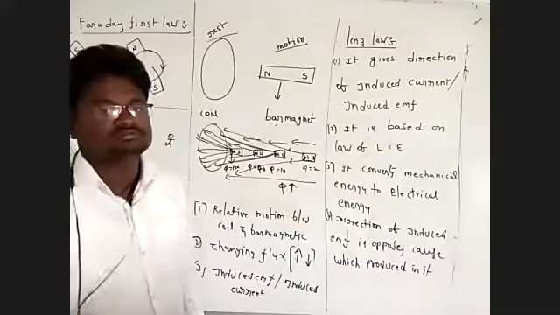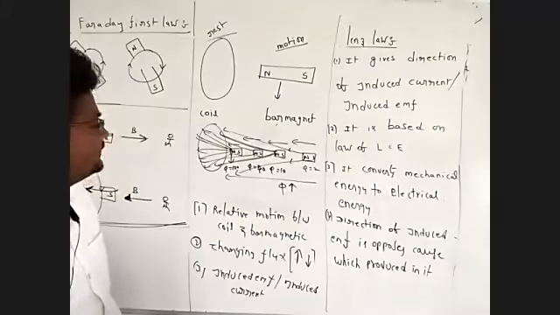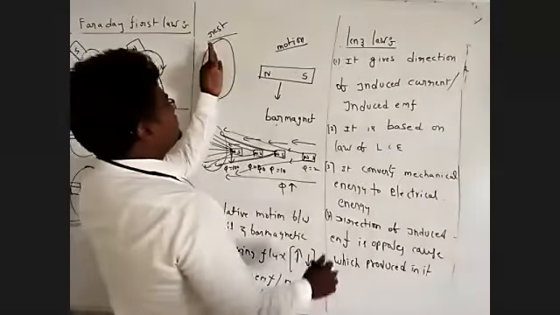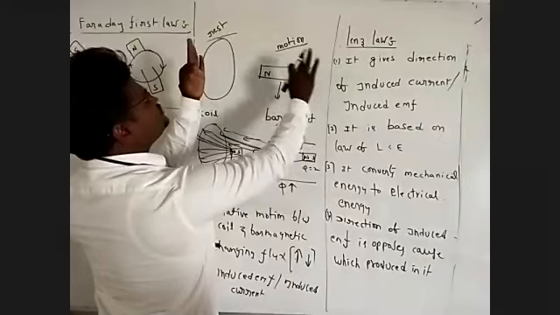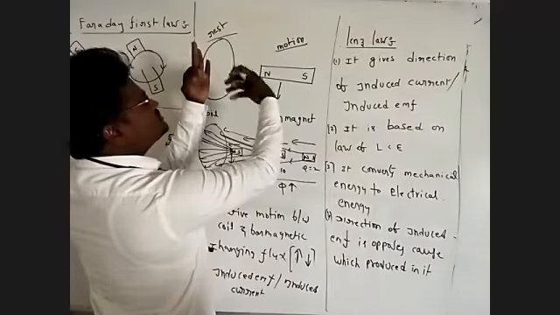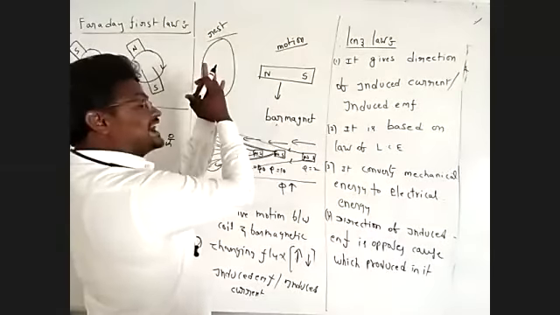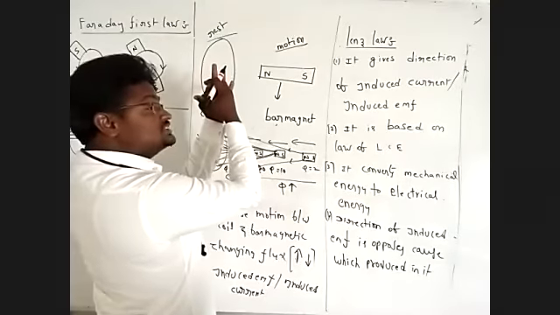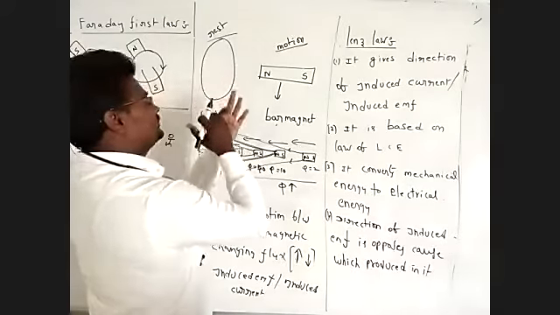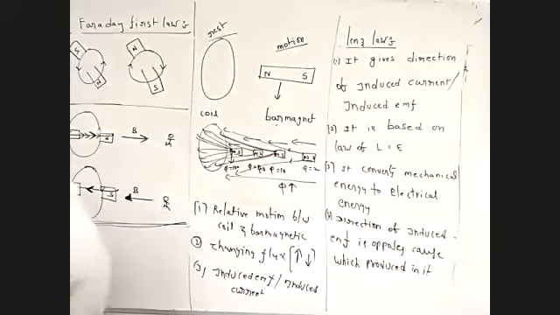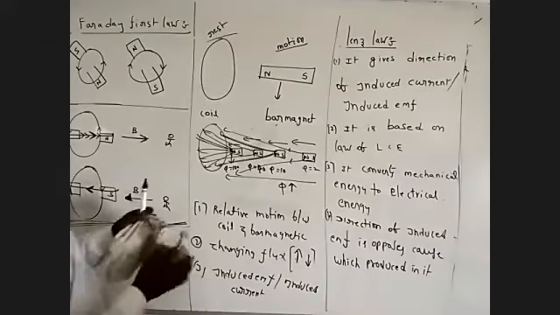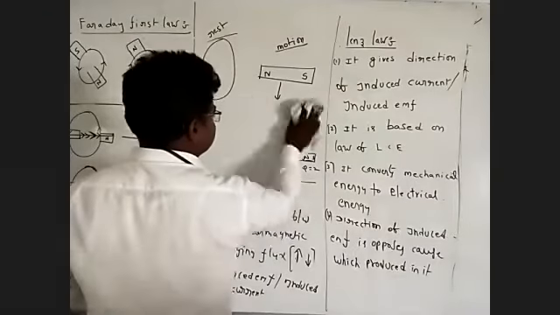Okay, you see clearly. This is a coil, this is a bar magnet. The bar magnet is moving towards the coil, increasing the flux lines linked with the coil. Induced EMF, induced current is set up in the coil. But what is the direction of induced current? Next, we want to discuss.